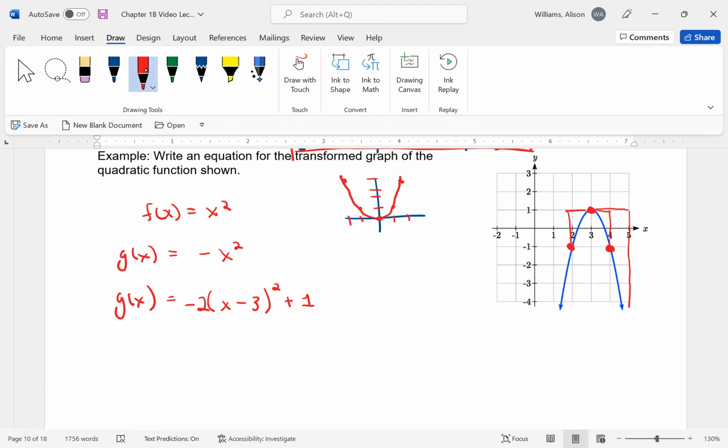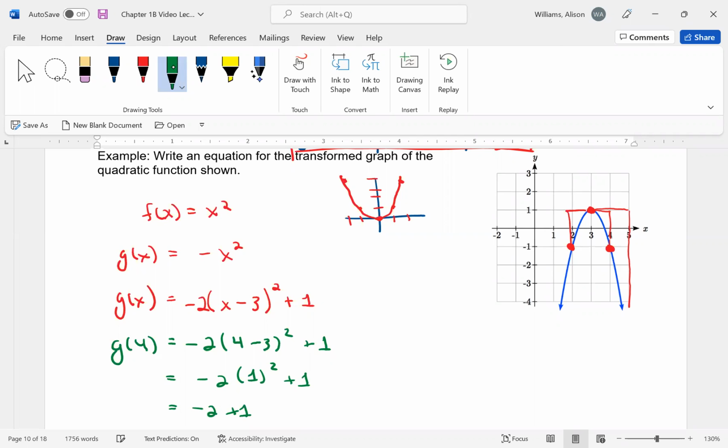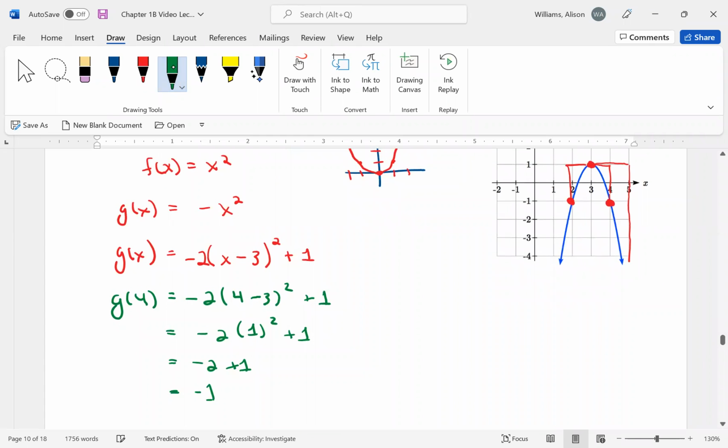And I can double check to make sure, like I can plug a value in to see if it works. So in my equation here, let me just plug in 4. Oops, I tell it to change color and it doesn't want to. There we go. All right, -2 times 4 minus 3 squared plus 1. All right, so 4 minus 3 is a 1. 1 squared is still 1. Times -2 is -2. Plus 1 is -1. And, ooh, cool, that's what I got out. At 4, it is a -1. So this graph or equation is going to give us that graph. Let me go ahead and box it. And there we go.